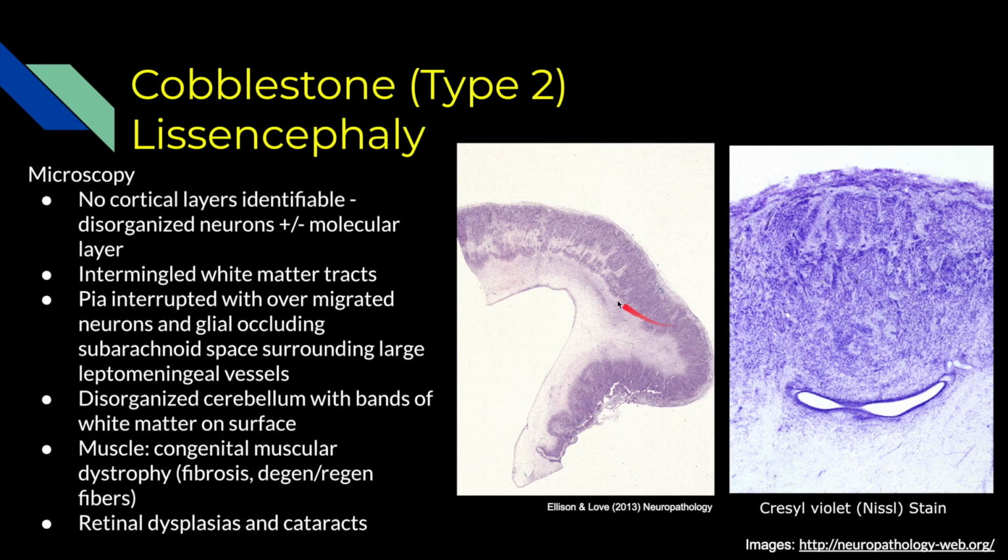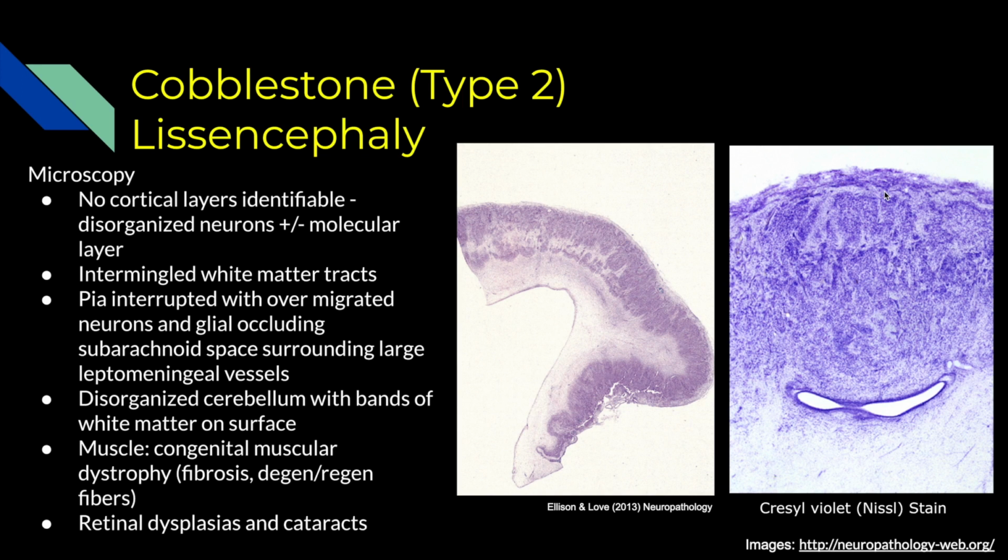Now, how do you know that these are over-migrated? Well, if you look closely in this picture here, you have this large, thick vessel. This is way too large to be in the cortex. This is a leptomeningeal vessel on the surface of the brain. So anything above this, you can interpret as being over-migrated. The cerebellum, again, is disorganized.